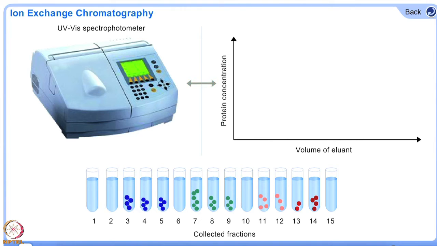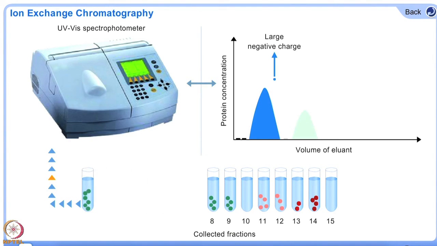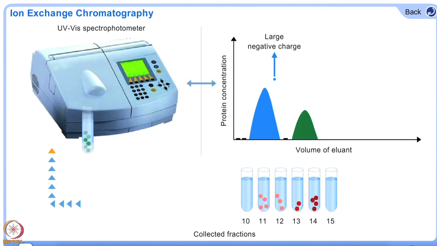The fractions are then analyzed for their protein content using a UV-visible spectrophotometer at 280 nanometers. A graph of eluent volume versus protein concentration is then plotted, with each peak height being proportional to the concentration of protein.